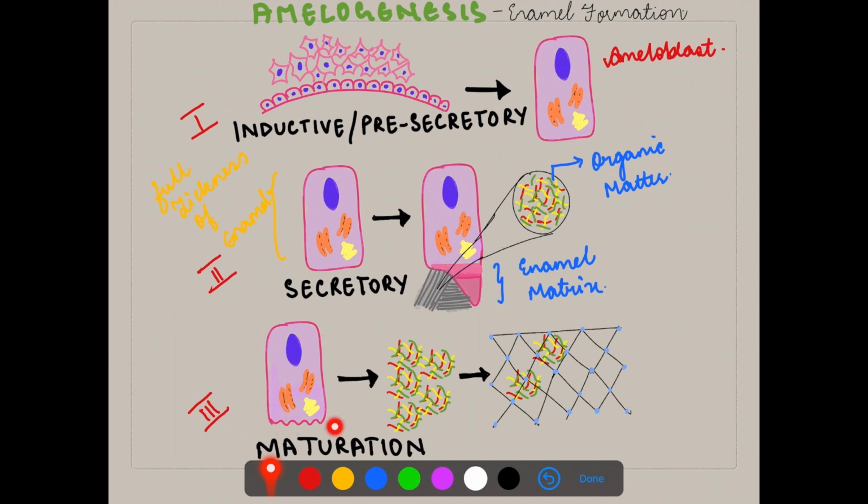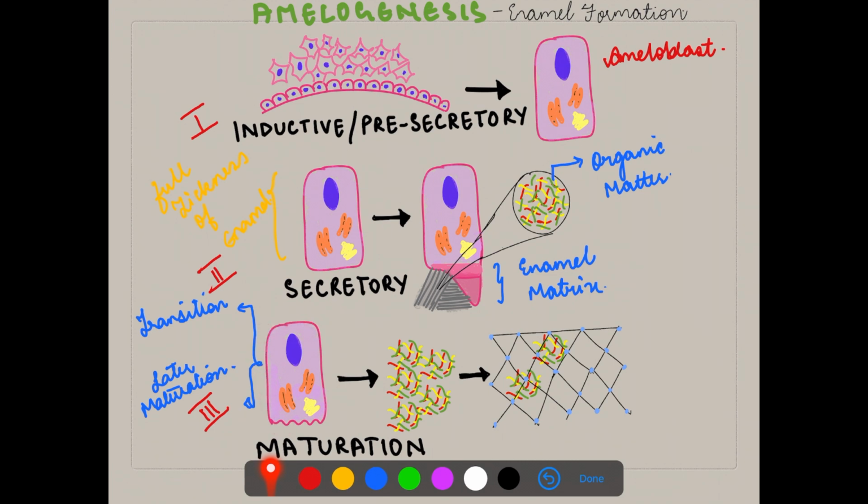Now, maturation stage is divided into two stages. The first stage is the transition stage, and the second stage is later maturation stage. In the transition stage, few number of ameloblasts undergo programmed cell death or apoptosis, and in the later maturation stage, each cell of an ameloblast undergoes a process known as modulation.